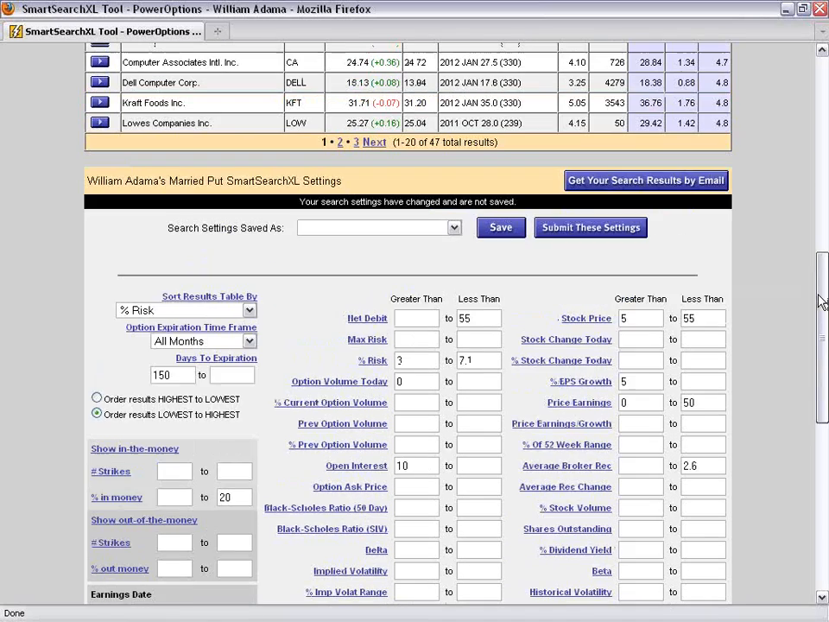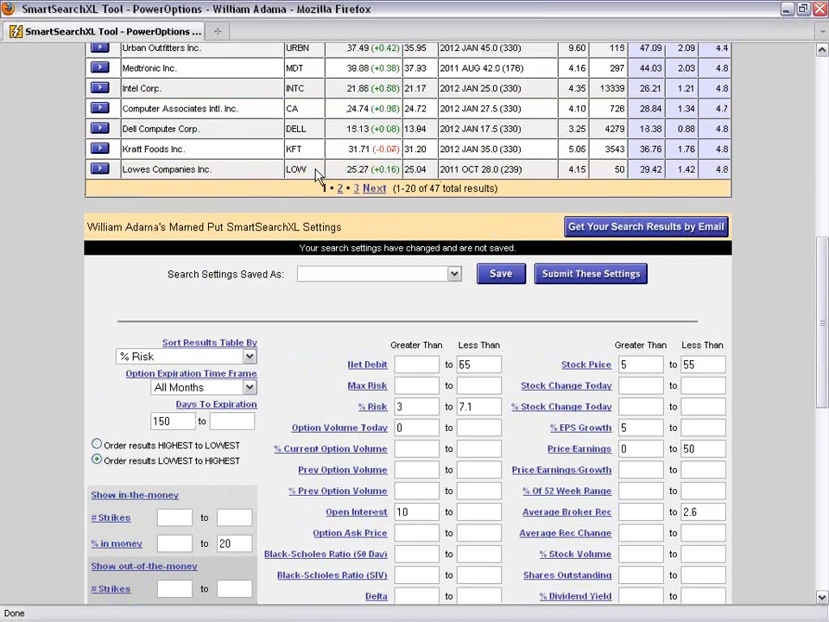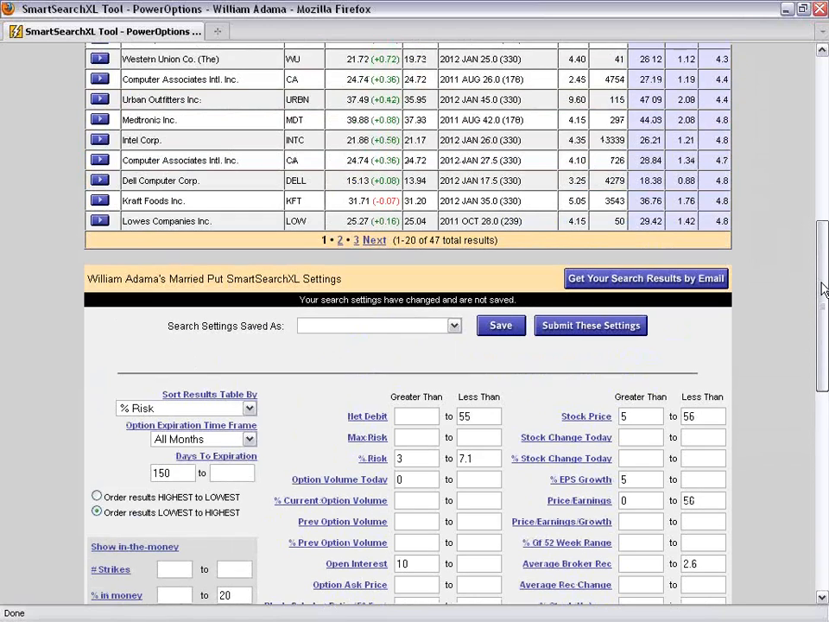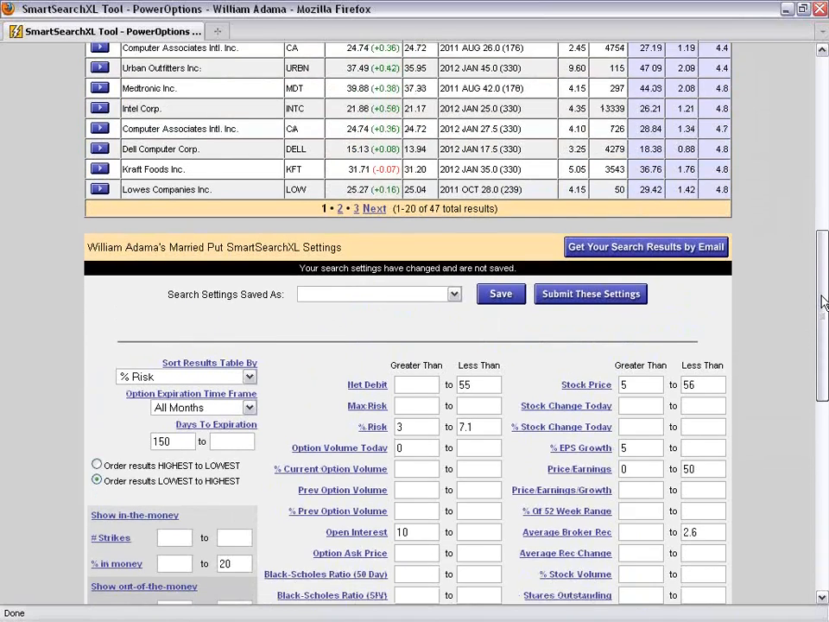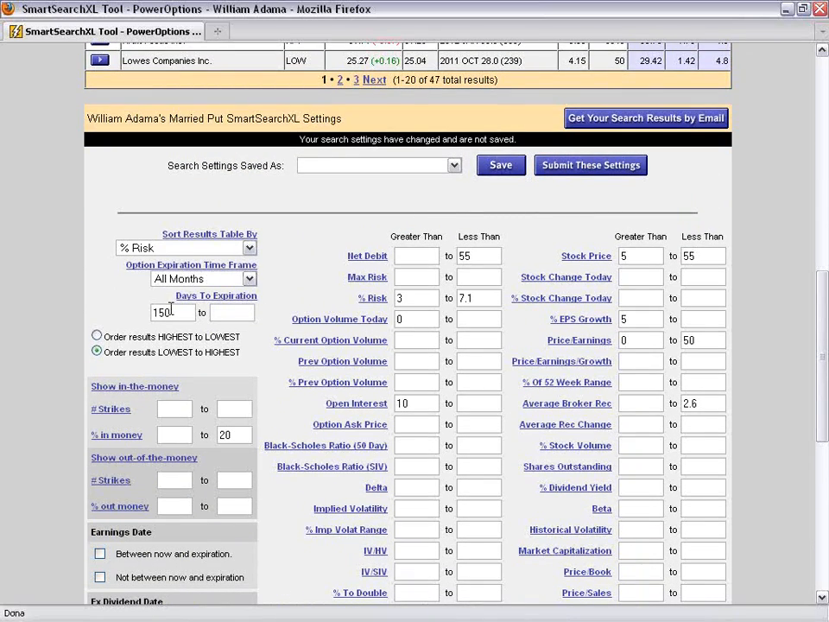I've narrowed down the list to only 47 potential married puts on all 3,200 optionable stocks, indexes, all possible stocks and ETFs, by just putting in a few basic criteria. My time frame, my range in the money, and my risk limitation, that's set kind of by what I would be looking for in a married put.